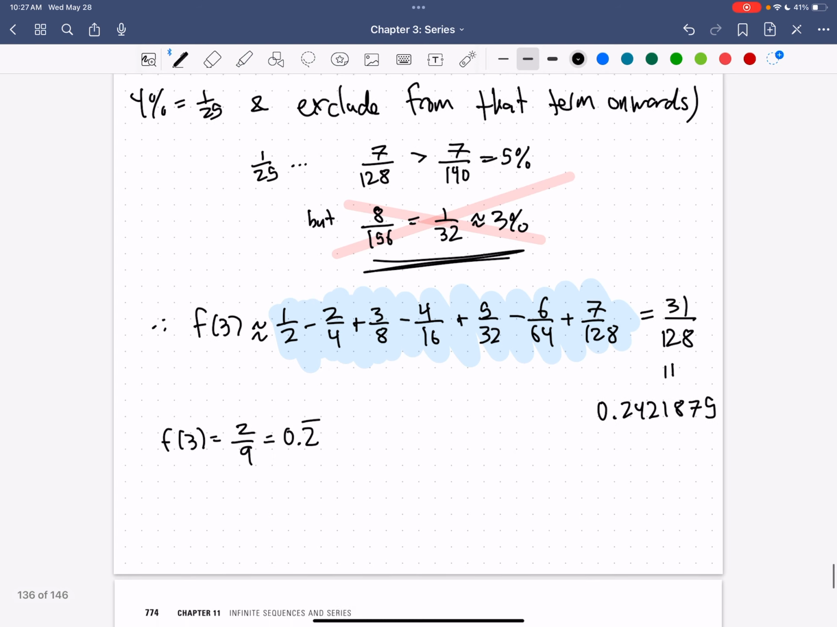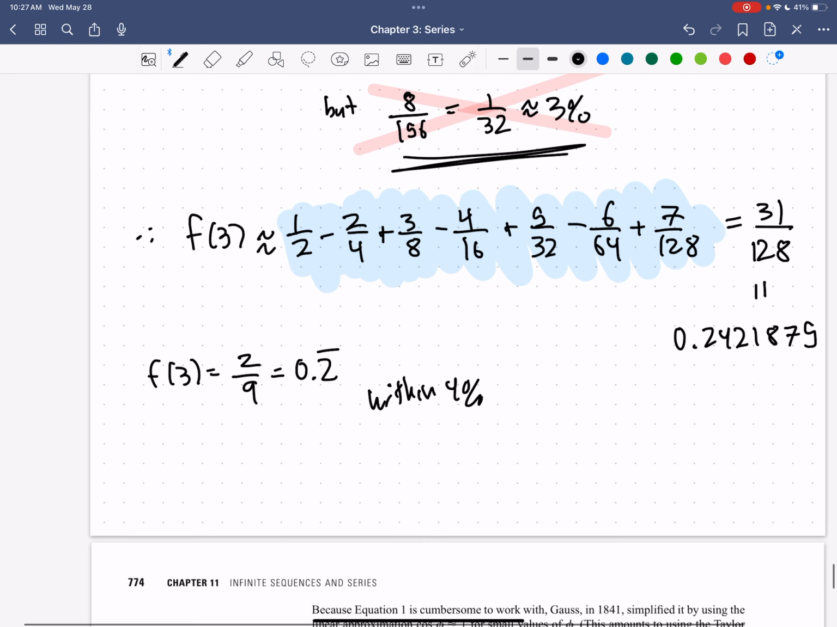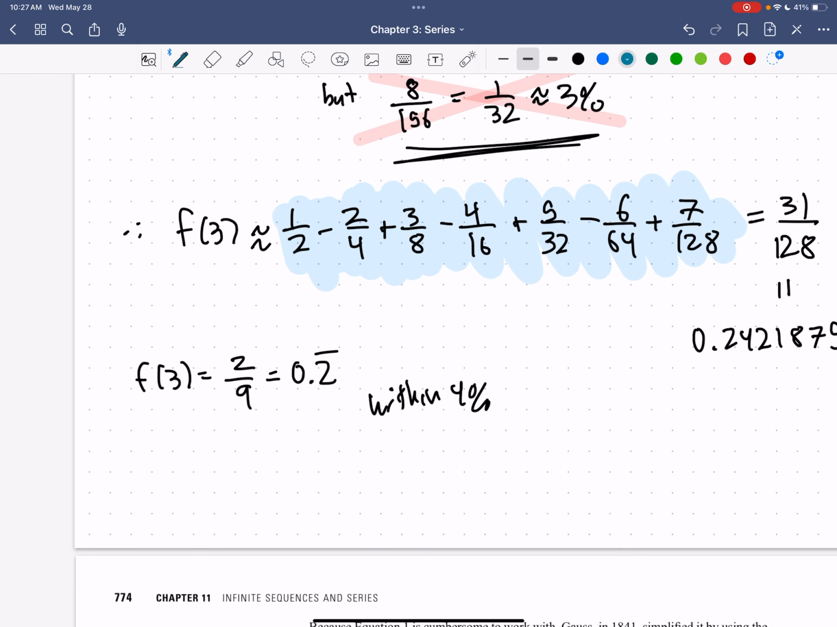So yeah, I don't know. I don't know if you know this, but whenever you have something that's like k over 9 as a decimal, it'll be 0.k repeating. And it's the same if you have, let's say, 17 over 99. That's 0.17 repeating, that kind of thing. Isn't that cute?